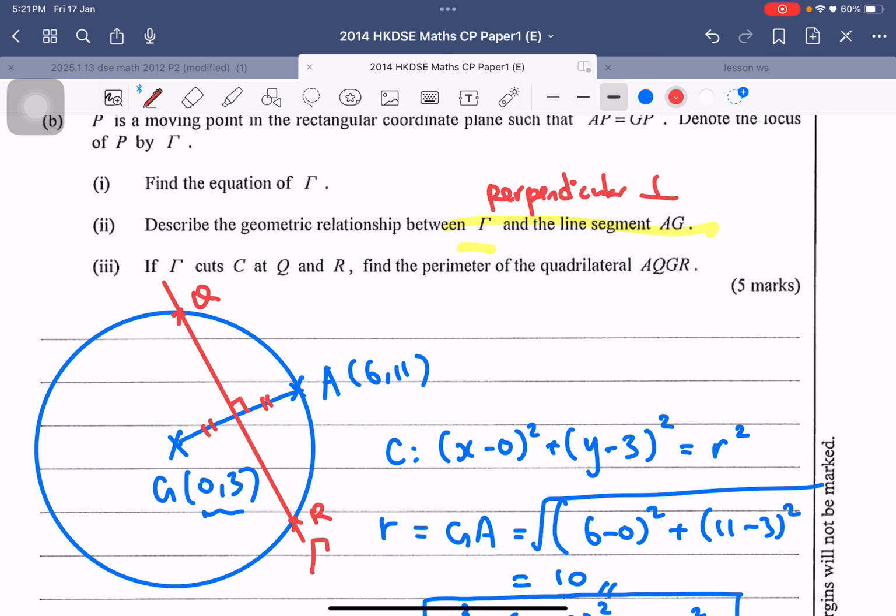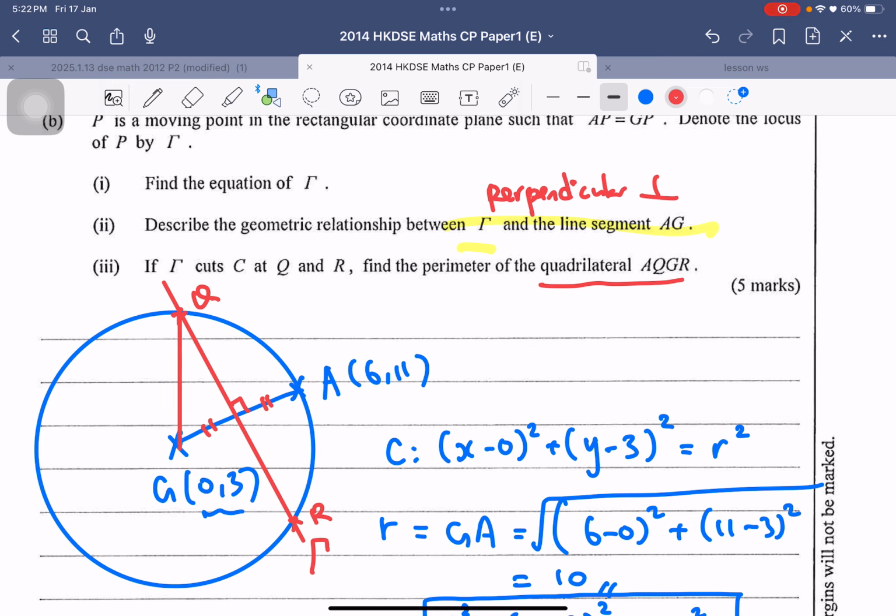Can this be R and this be Q? Yes, it doesn't matter. Then what are we going to do? We're going to find the quadrilateral A, Q, G, R. What is the meaning of quadrilateral? Four-sided, isn't it? So it's this four-sided shape, and then we connect them together.